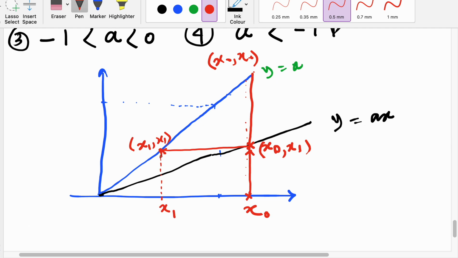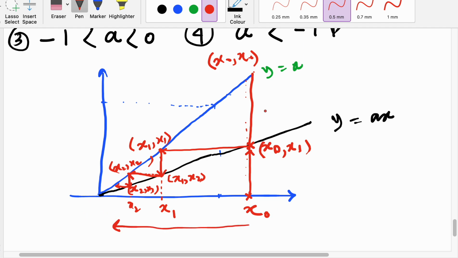Now from x1 if I go vertically, I will get the point x2, that is (x1, x2), and again if I go from here horizontally, we get the point (x2, x2). Now if I go vertical again, we get (x2, x3). So here we can see that these are approaching the fixed point x equal to 0.